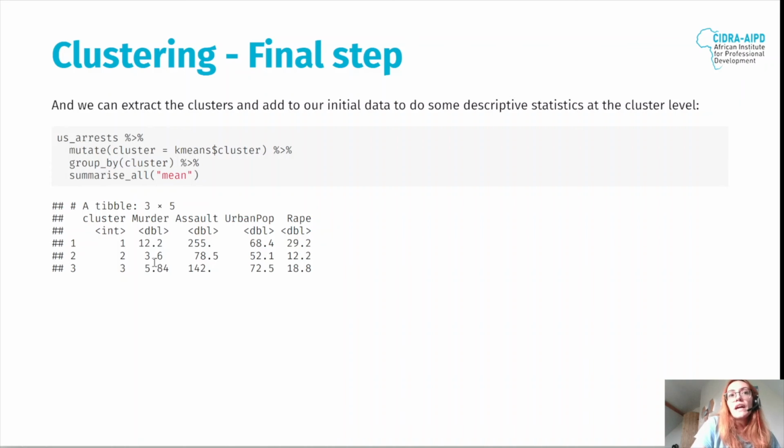And the murder, we have that this one is between the other two. Assault is also between the other two. And the rape one is also between the other two. It's actually the cluster 3, kind of the mid-level between 1 and 2. So you can do more interesting statistical analysis to better understand the clusters, the observations within those clusters. And that's how you finish a clustering type of problem.